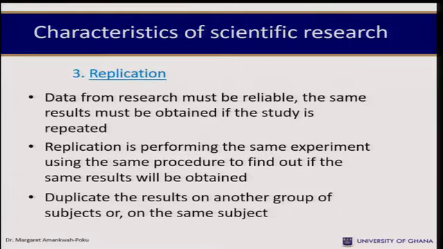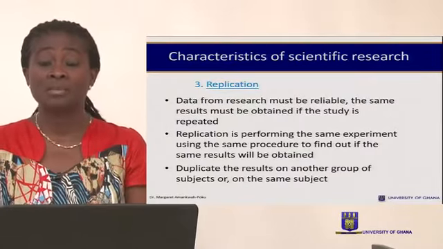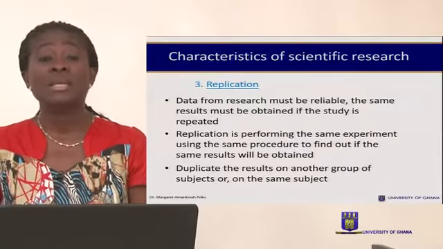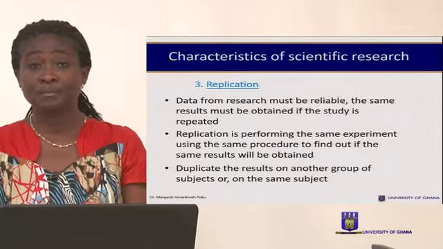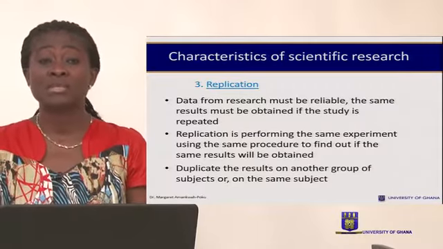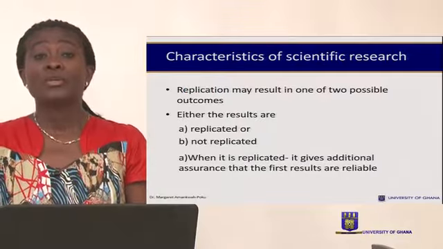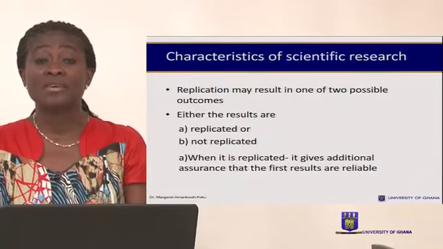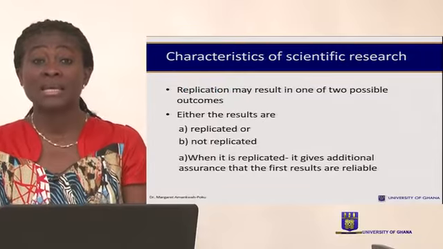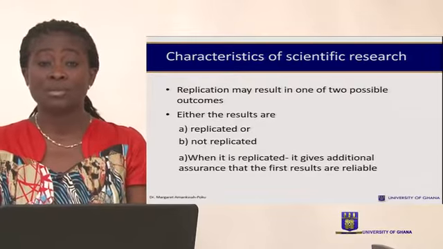So replication is performing the same experiment using the same procedure to find out if the same results will be obtained. So it's basically duplicating the results of a study. And if we have to obtain the same results, it means we have to use the same procedure that was used previously. And when you do replication in scientific research, there are two possible outcomes. It's either the initial results are replicated or they are not.